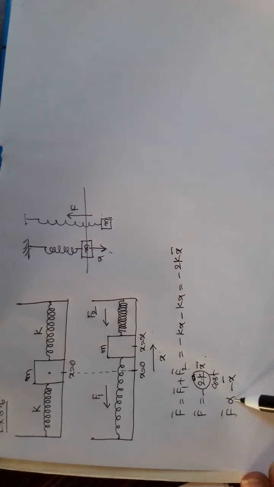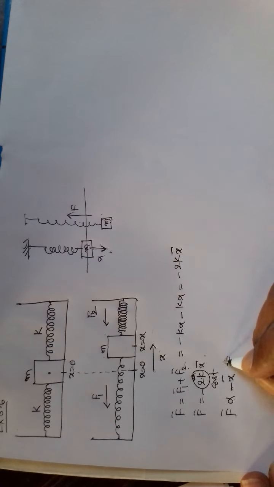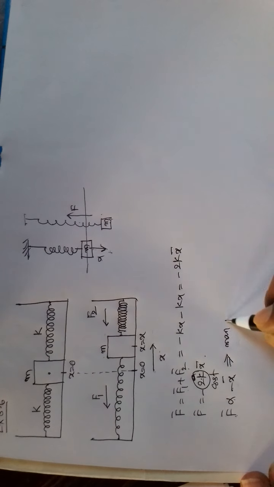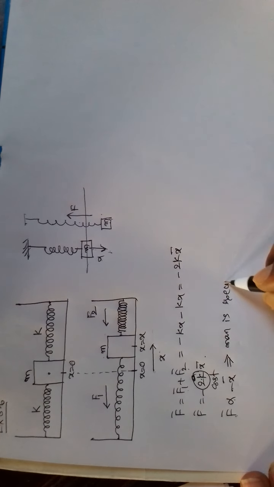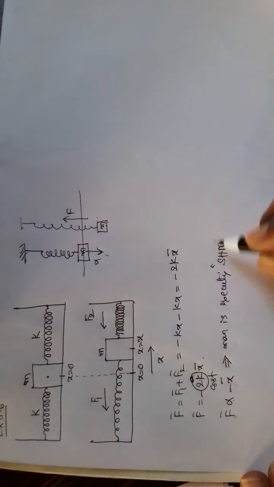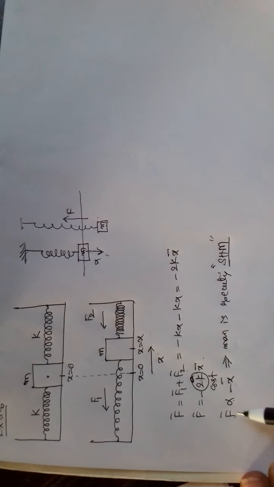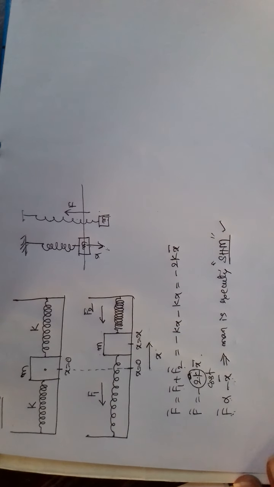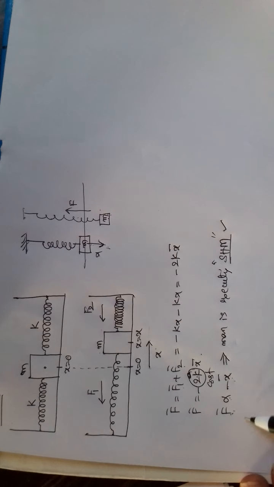So F directly proportional to minus x tells you that this mass is executing SHM. When F is directly proportional to minus x, this itself tells you that the mass is executing simple harmonic motion. So one is over. And second one, we have to find time period.